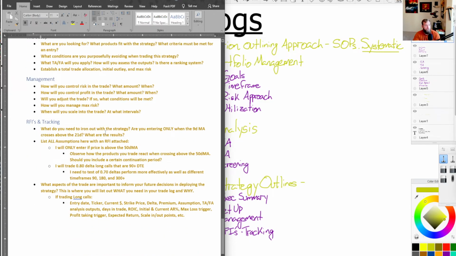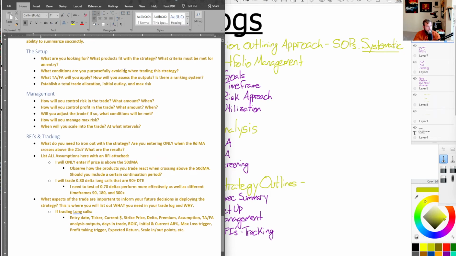All right, RFIs and tracking. So we already talked a little bit about this when you're making an assumption for some of these other sections, but there's two things I want to highlight here specifically. When we're trying to optimize a strategy, it is helpful to list out the question or the way that you're thinking you're going to optimize and clearly define how you want to track it.